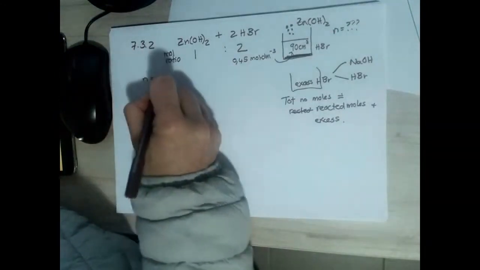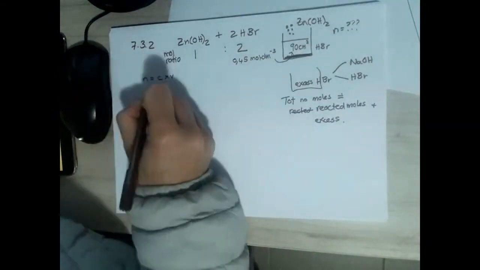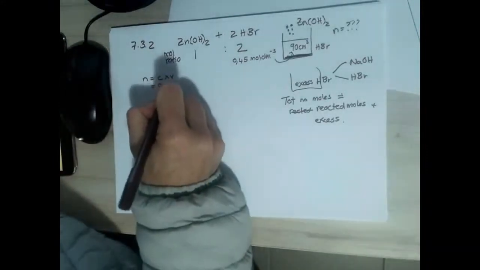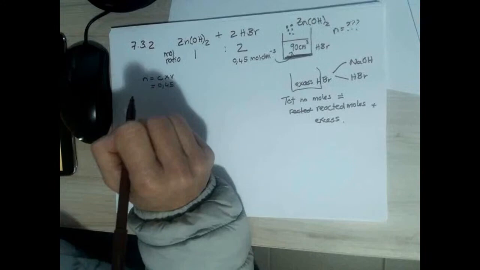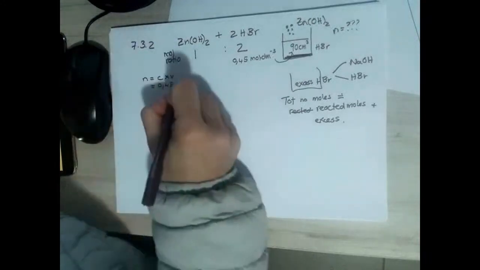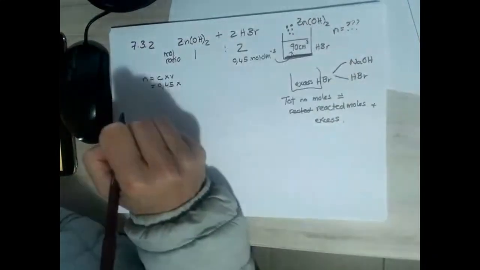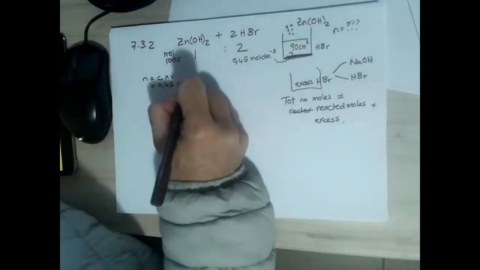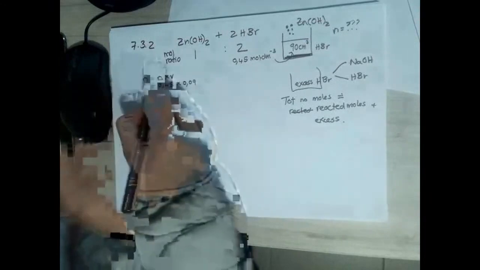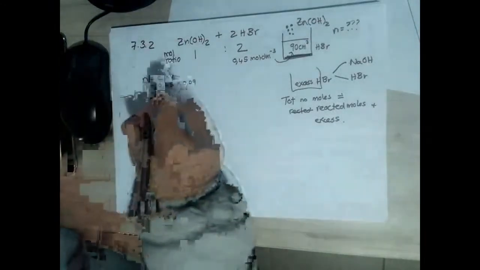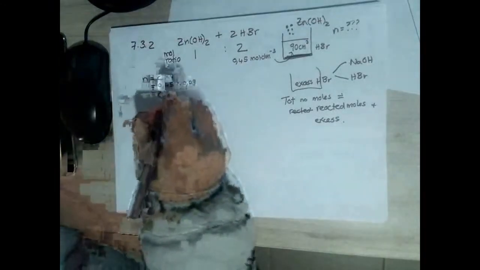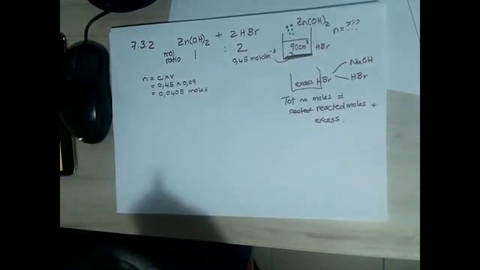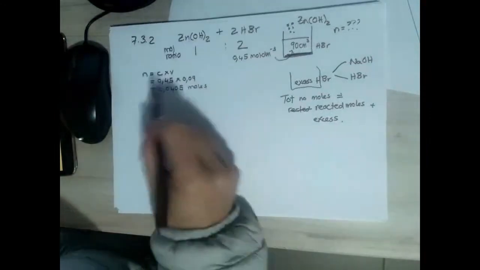Number of moles is concentration times volume. The concentration they told me initially was 0.45 moles per decimeter cube. And the volume initially was 90 cubic centimeters. Remember, I've got to change that to cubic decimeters. So that's going to be 0.09. And if I work that out, I get 0.0405 moles. Okay. That's how many moles were initially present.